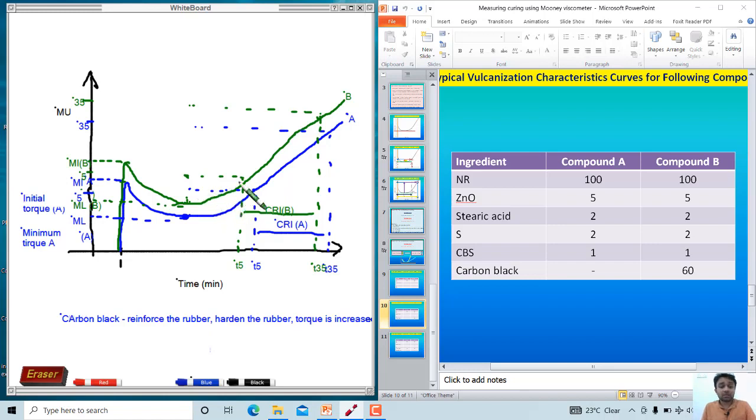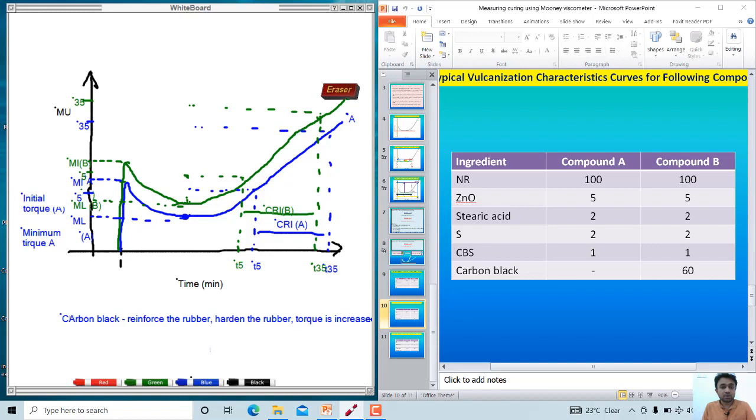But practically, sometimes the rate of vulcanization can be high in compound B, since fillers like carbon black can affect the cure rate in some cases. Here I didn't consider that point, but it can happen. If so, the CRI can be reduced. If you need, I can plot that possibility also.